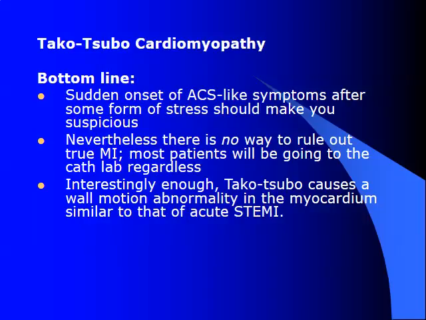Sudden onset of ACS symptoms following some form of stressor, you should be suspicious. But the fact is there's really no way to determine Takotsubo from an MI. Most of these patients will be going to the cath lab anyway. But it is interesting to note that Takotsubo even causes a wall motion abnormality in the myocardium that is recognizable in STEMI as well. So really no definitive way to determine between the two of them, just something to keep in mind.